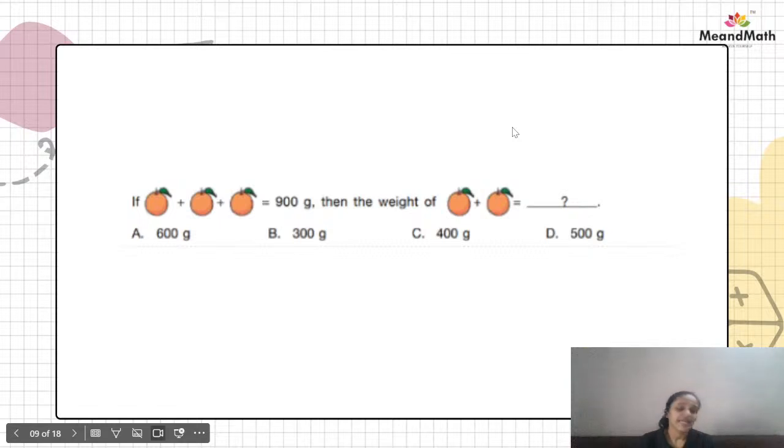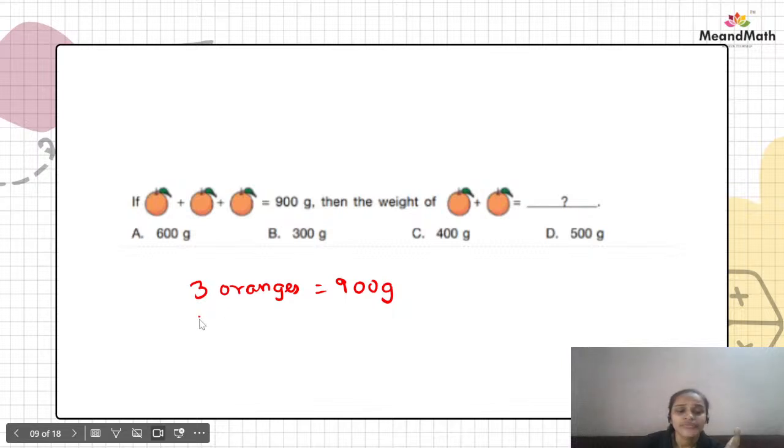Okay. So I got an answer from Trijal, who says 600 grams. Let's check whether 600 grams is correct or not. Trijal, that was pretty quick, and I'm really happy that you gave the answer so quickly, but we have to first check whether it is right or not. So 3 oranges equal 900 grams, right? We have to find the weight of 2 oranges together.